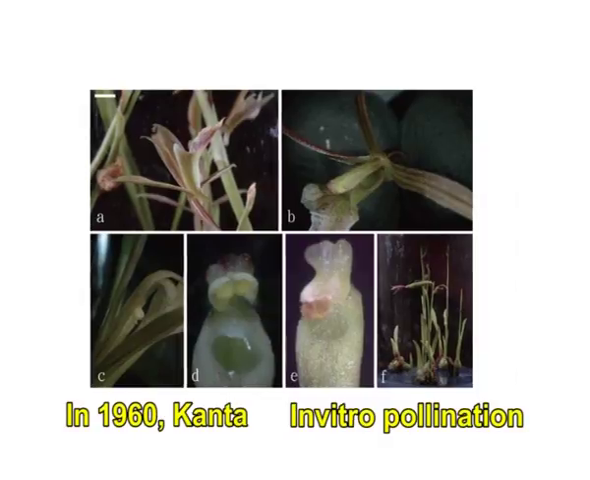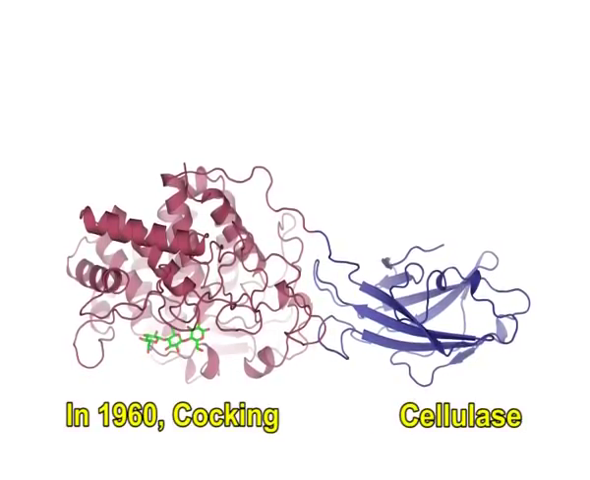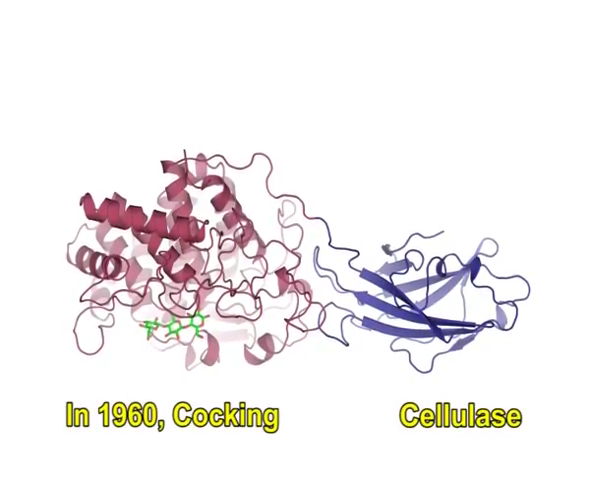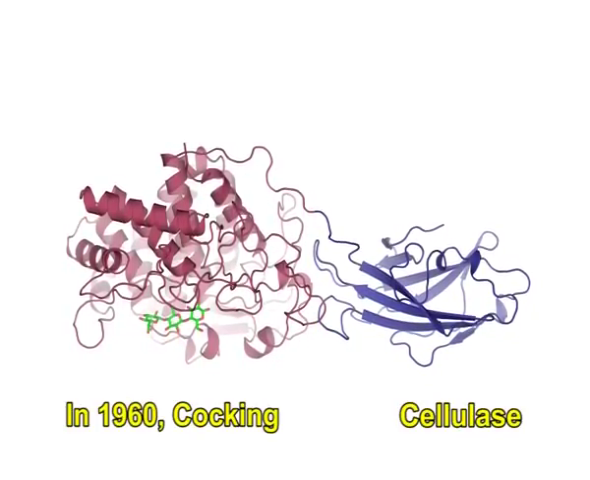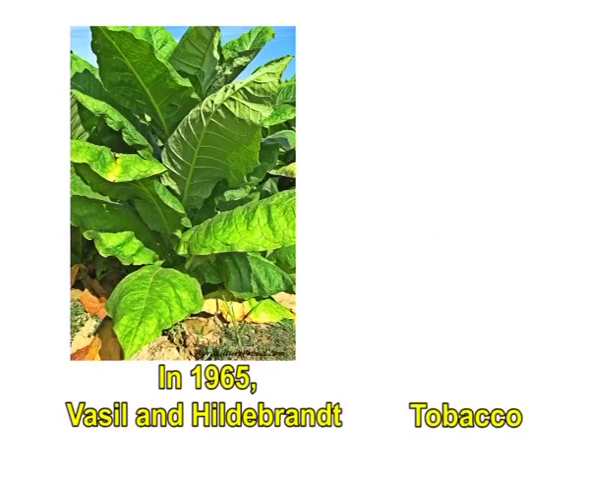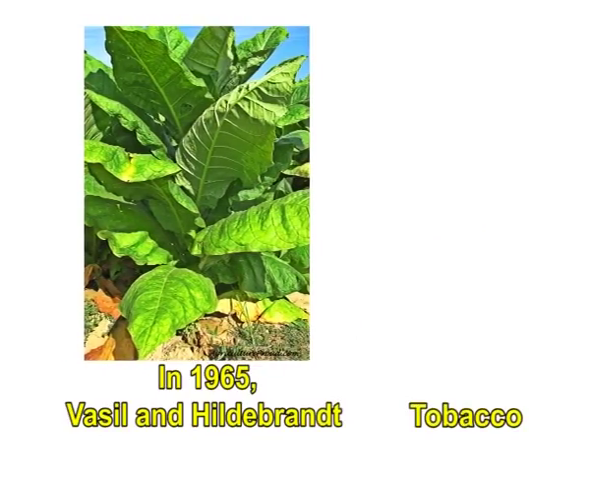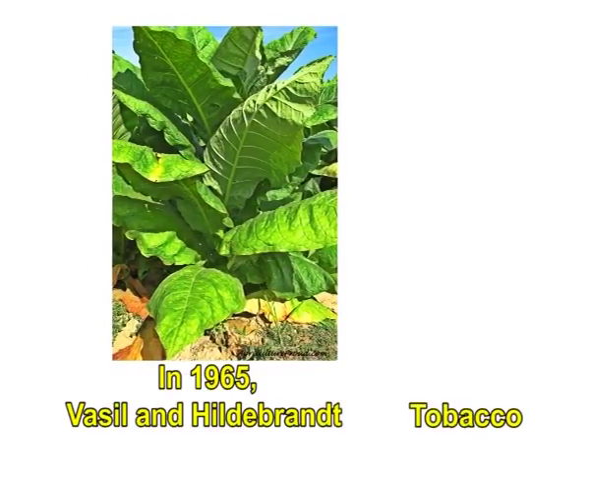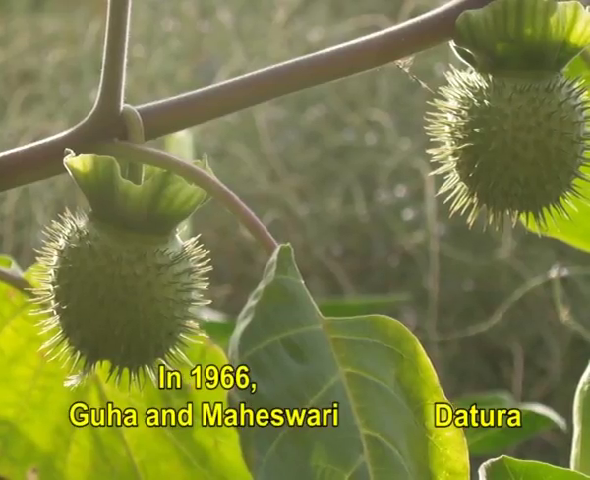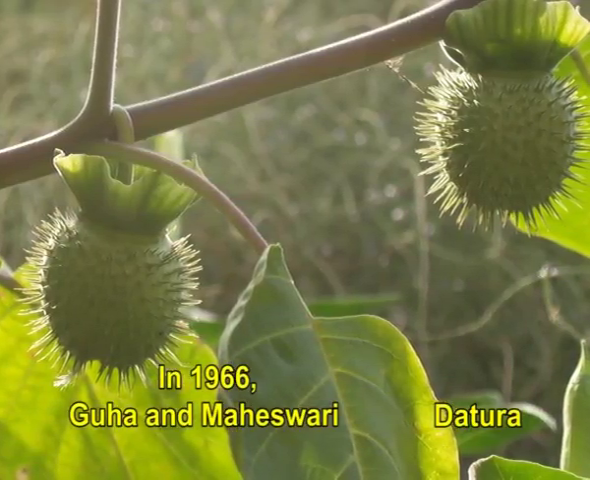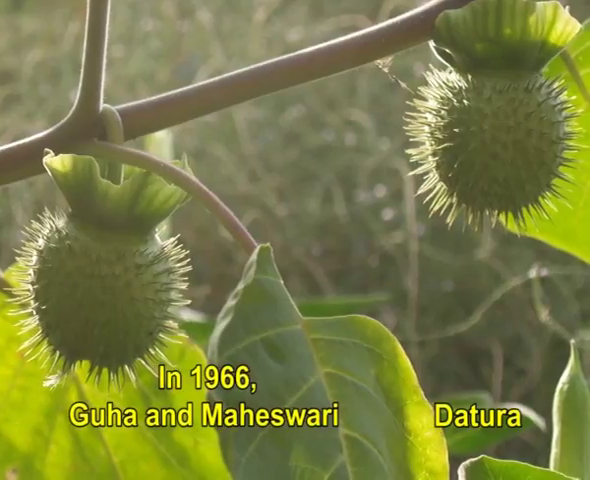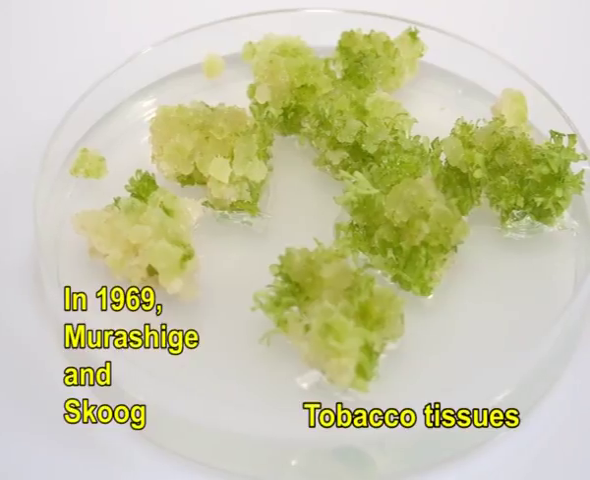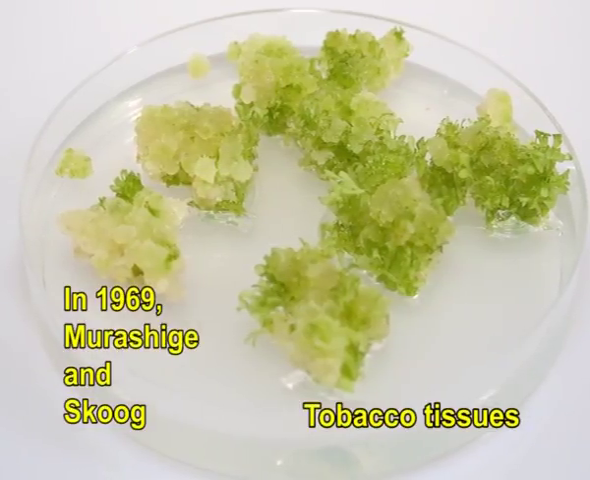through in vitro pollination. In the year 1960, Cocking produced large quantities of protoplasts by using a cell wall degrading enzyme called cellulase. In 1965, Vasil and Hildebrandt raised whole plants starting from single cells of tobacco. In 1966, Guha and Maheshwari in India produced haploid Datura plants from pollen grains. In 1969, Murashige and Skoog proposed a medium for tobacco tissues.